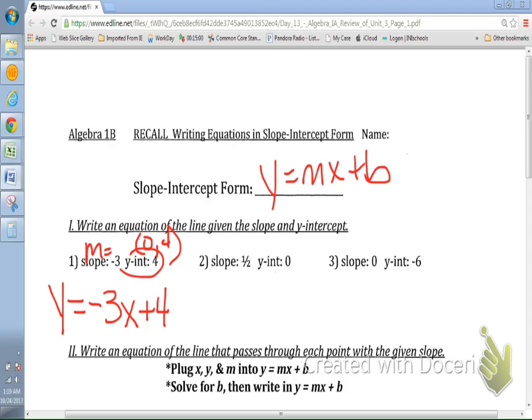Number 2, same thing. Y is equal to our slope, so 1/2 x. And then this would have been a +0, which you do not need to write. If it's +0, you just leave it off. Right, so if it's not a y-intercept, then you know it can't go through the y-axis. It'd have to be a vertical line.